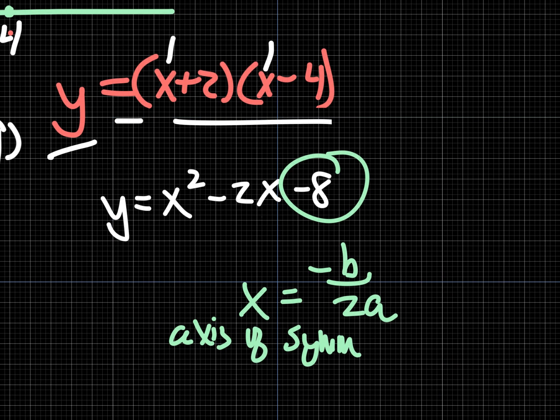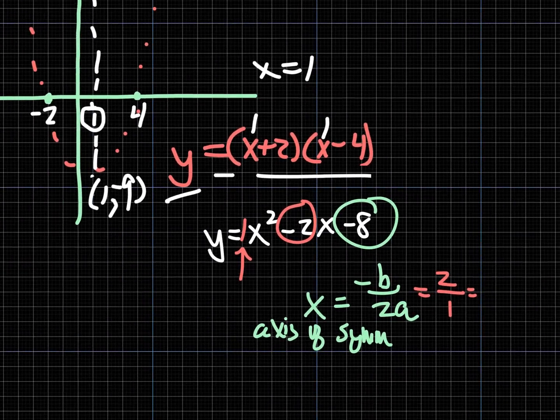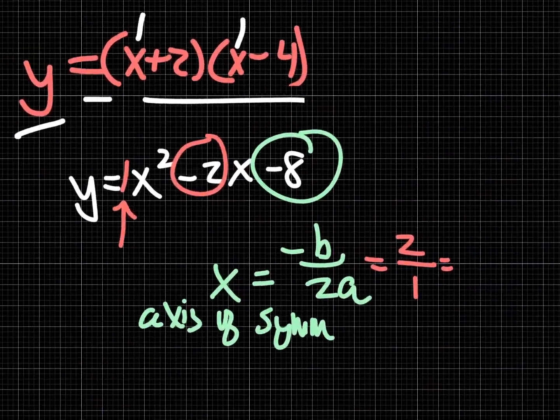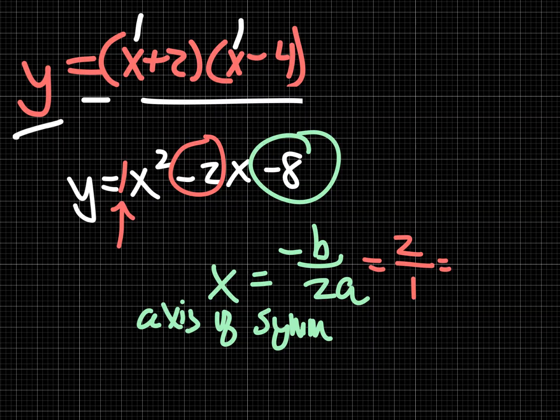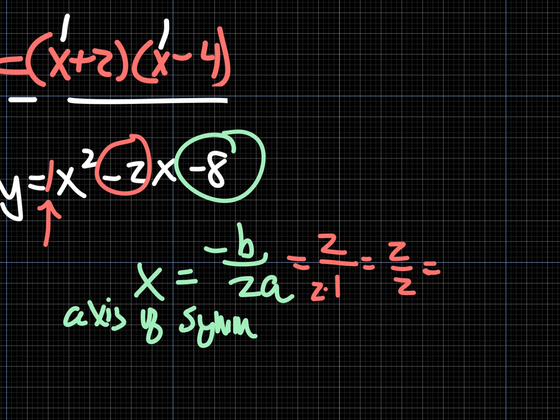So I'll show you how it would have worked here. -b would have been the negative of -2, which makes 2, over 2 times a, and a is 1. So it's 2. Wait a minute, what did I do wrong? Something's wrong. -b is 2 over what is 2? It should be 2. Oh, it's 2a. 2a, not just a. Thank you. 2 times 1 is 2. There we go. So it's 2 over 2. I knew it couldn't be right because I knew the answer was 1. There we go. Whew. Axis of symmetry.